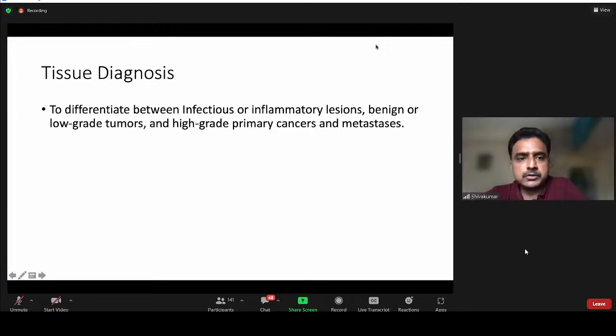Absolutely. A point well made, Dr. Gopal. Going on to the tissue diagnosis, yes, there is always debate, not much of a debate, but still some people do believe that you don't need a tissue diagnosis. So let's elaborate on that. We definitely do need a tissue diagnosis to differentiate between largely infectious or inflammatory lesions, whether it's benign or a low-grade tumor and a high-grade primary, or is it a metastatic lesion? So definitely, whether it's infectious inflammatory versus a neoplasm, and in neoplasm, whether it's benign versus malignant, and in malignant, probably, if it could give us the grade of malignancy that we're dealing with.